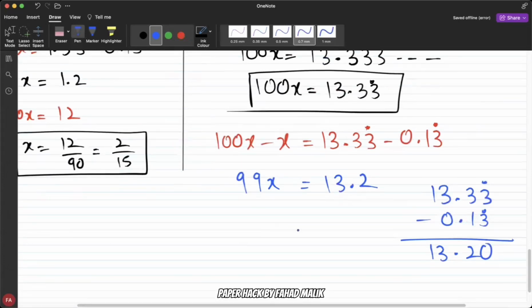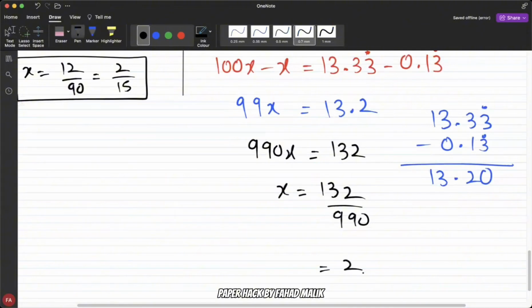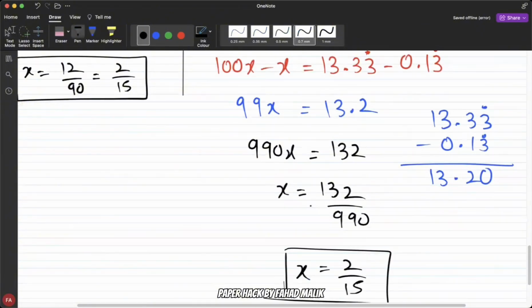In this case over here, you need to realize that you can easily solve this as well. So again, I multiply this by 10. That's going to be 132, but this side is going to be 990x. In this case, again, if you were to simplify this, we still end up getting the answer as 2 over 15. Will I recommend this approach?